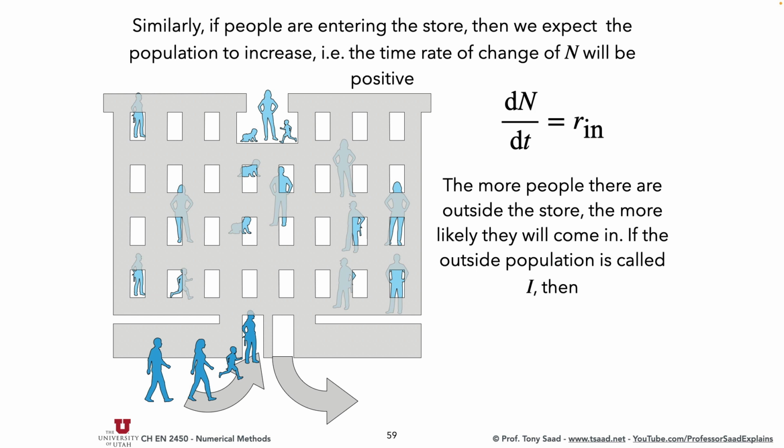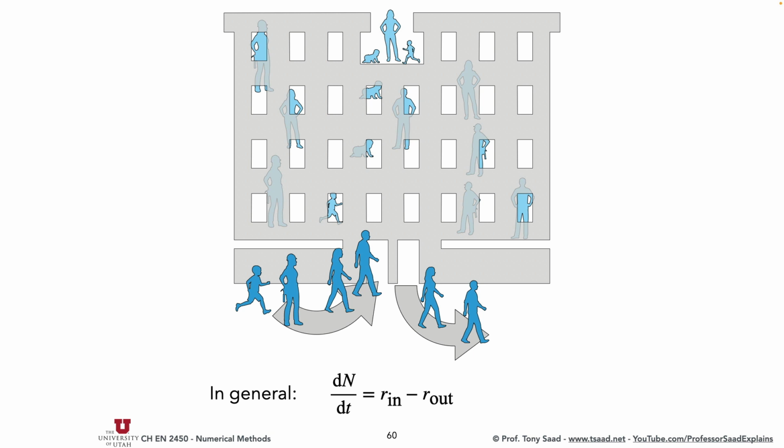So if you call the population outside the store I, then you could say that dN/dt is beta I, where I is the outside population. You could say the outside population is 7,000 people at any given day. But in general, you still have that dN/dt is equal to the rate of people coming in minus the rate of people coming out. That's your balance. That's your mass balance equation, really, but now written in terms of a differential equation.